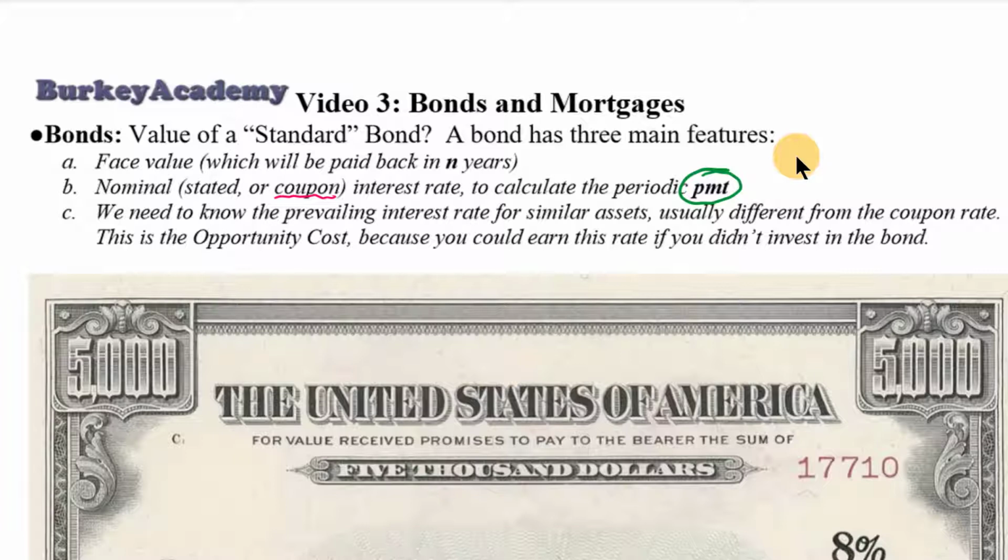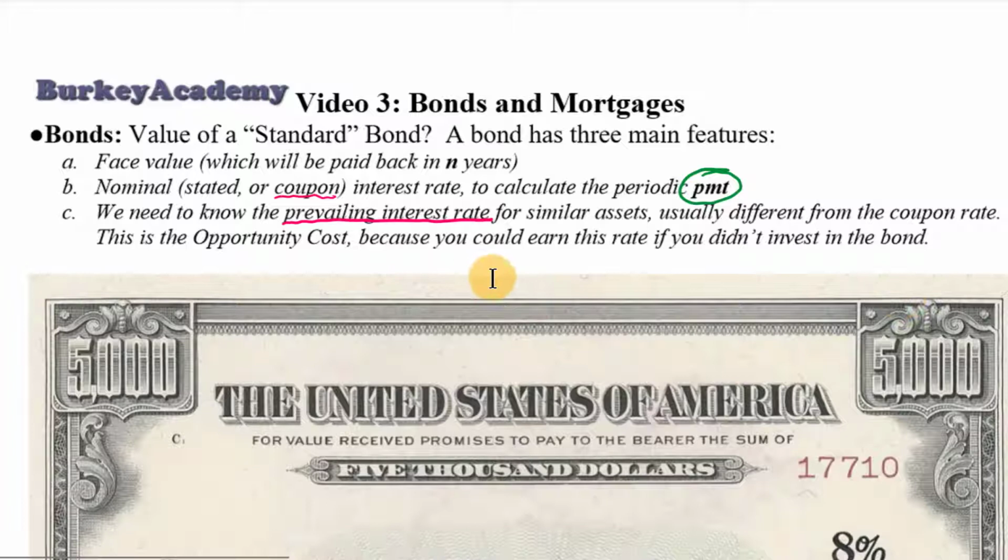The third thing we need to know is, if I were to invest my money somewhere else, not in this bond, but in some alternative investment, we need to find something that has a similar kind of riskiness to the bond that we're considering buying, so that we're comparing apples to apples here. And it's usually going to be something different from this coupon rate. The coupon rate is just something that's listed on the bond, and it probably isn't exactly what the alternative investment rate for similar assets would be. And you'll get a picture of this as we go through.